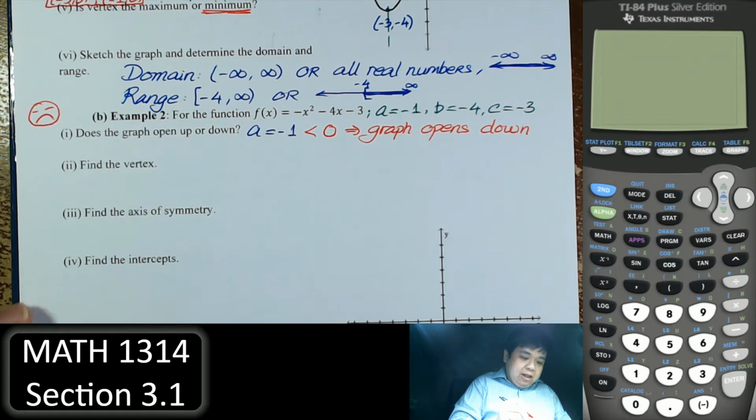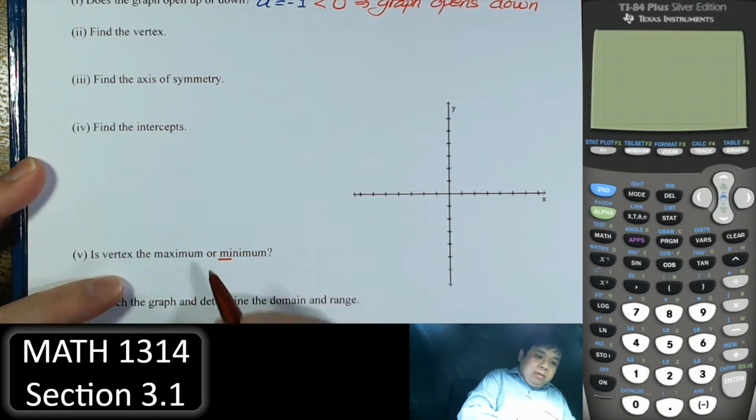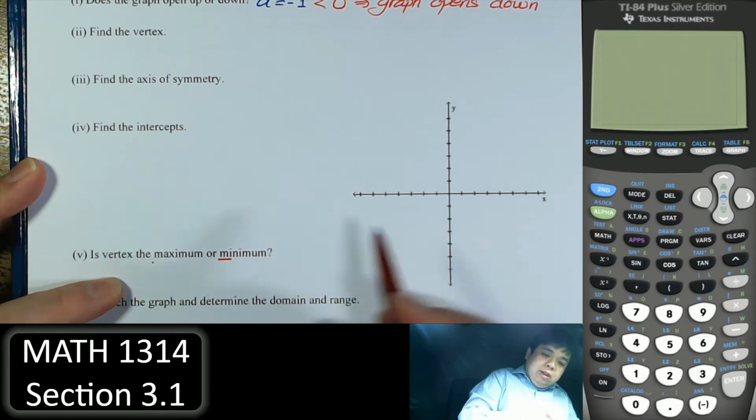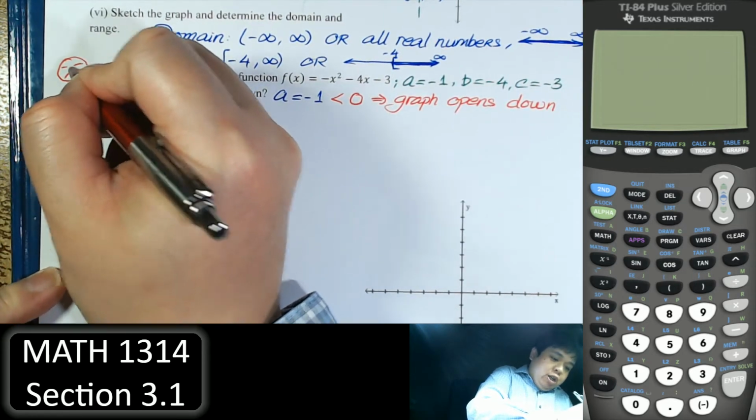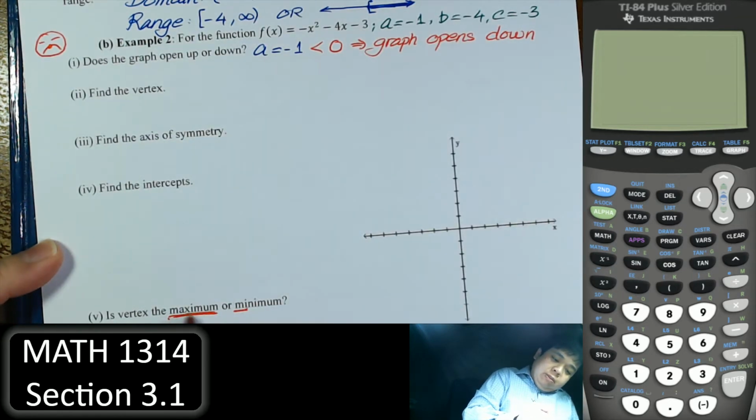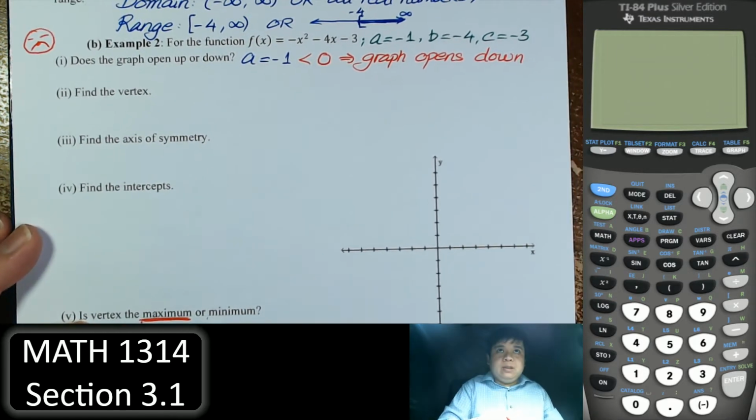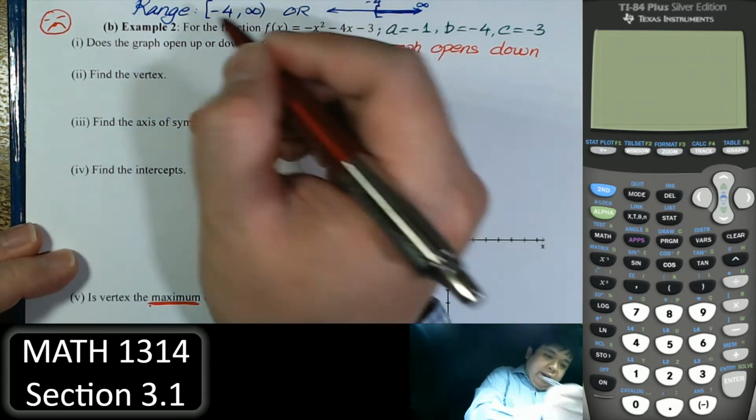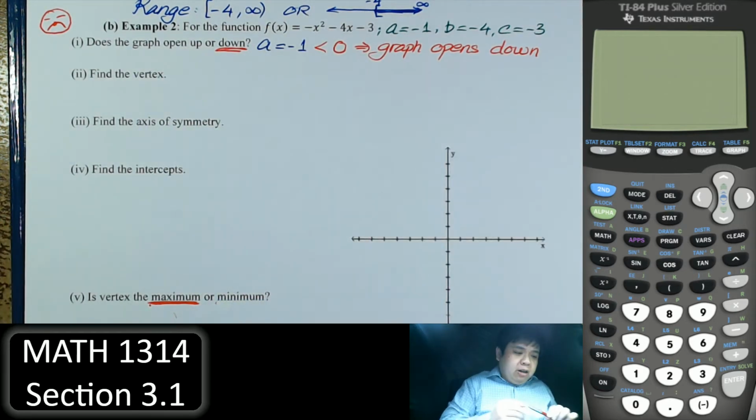And because of that, it will be a minimum. I'm sorry, a maximum. Yeah, it's open down, so there will be the highest point, so that will be a maximum. So it's open down, and there will be a maximum. Right. The vertex.